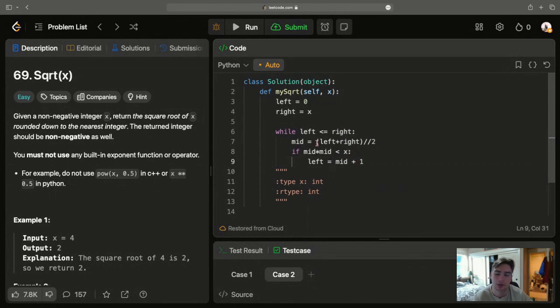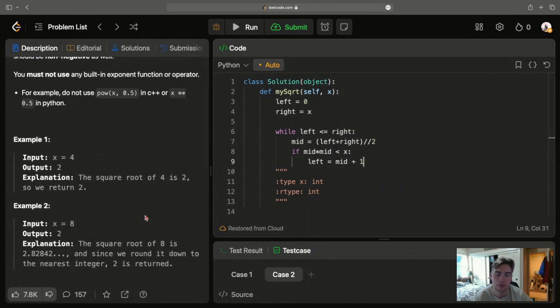If mid times mid, so yeah, I believe that's correct. So if mid times mid, oh wait, no, sorry. So if this is, yeah, no, that should be right. Okay, sorry about that.